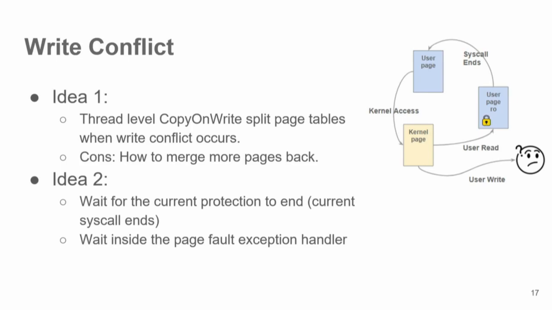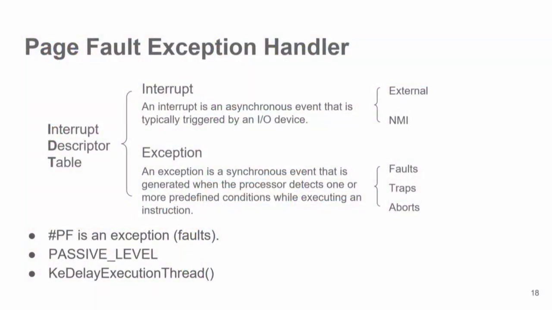So at first, that doesn't sound very nice because it's a page fault handler. We should do things quickly and get out. But since I read through the manual, it seems quite doable because the interrupt descriptor table contains two types of things. One is interrupt, and the other is exception. Interrupts are basically caused by external devices, and exceptions are caused by the processor itself. And page fault is an exception.